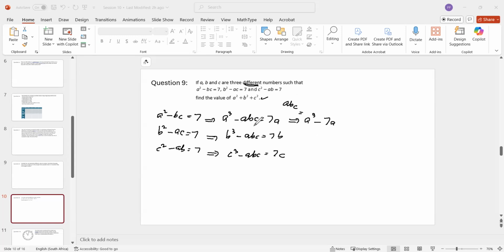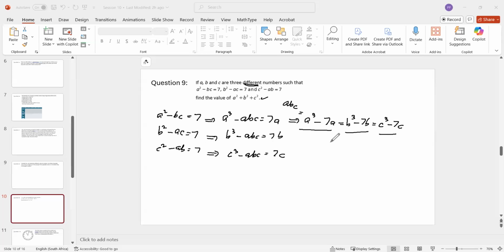I'm making abc the subject of the formula, bring it to that side. I got abc again on the second one, so I got this is equal to b cubed minus 7b. And this is equal to c cubed minus 7c. All right, so now you got a cubed minus 7a equals b cubed minus 7b equals c cubed minus 7c. I found a very easy solution to this, but I can't remember what it was.